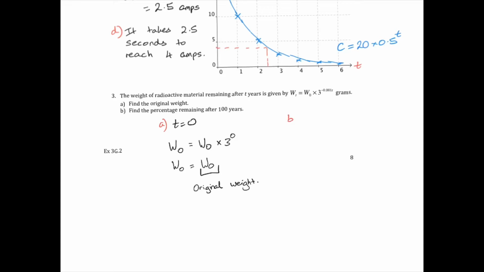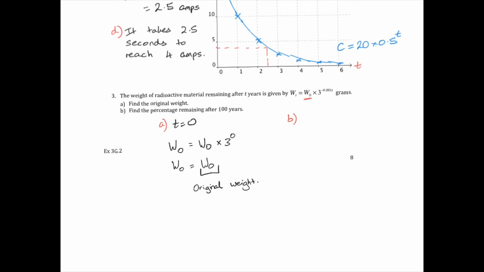Now for part B, it says find the percentage remaining after 100 years. Notice they're asking for a percentage, because we don't know the exact amount, because we have this W0. We don't know what W0 is. Therefore, we can never know the exact amount. But we can know the percentage of the original amount.